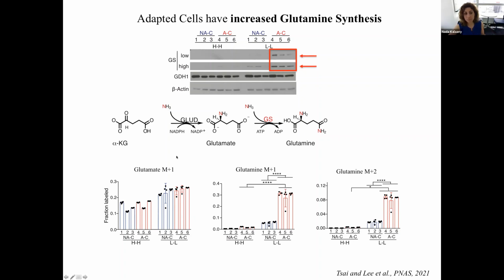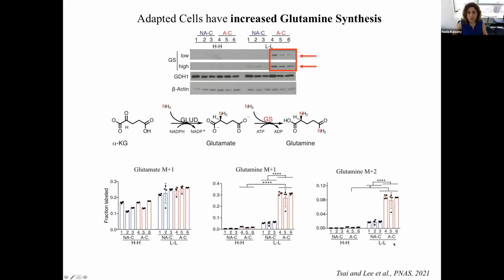So labeled ammonia with unlabeled glutamate, but we can also see M+2, which is the result of having the dual labeled substrate. So both ammonia and glutamate are labeled. This leads to the generation of M+2 glutamine over here. And again, there's about 8% versus 2% labeled fraction in the adapted clones versus non-adapted clones, only under low-low conditions.